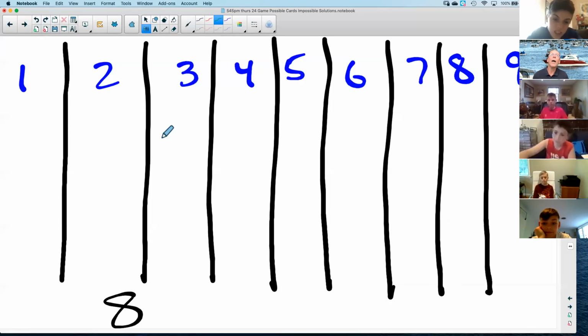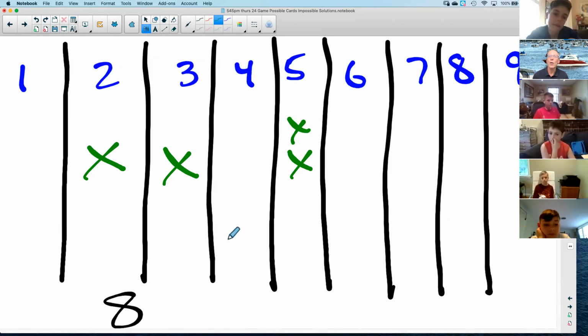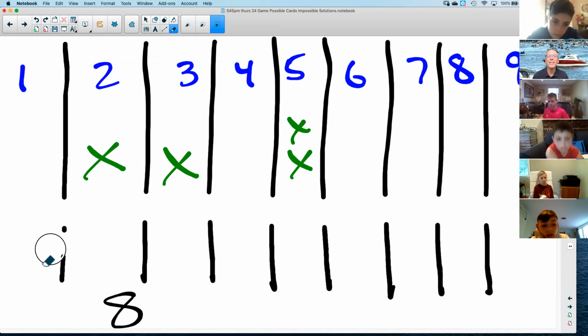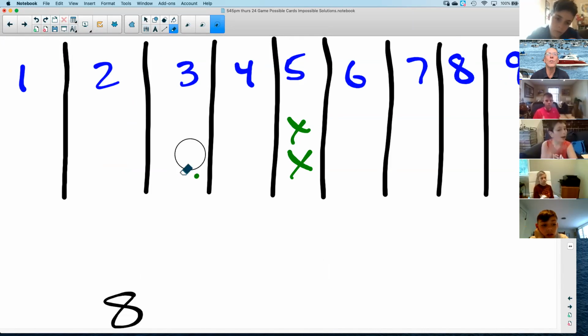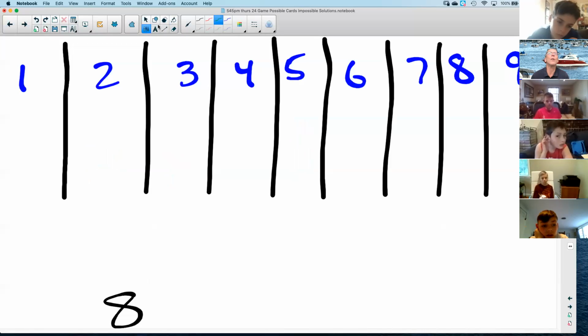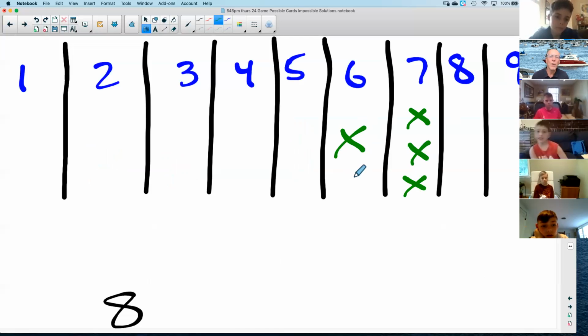Now, if I were to put X's for all of my numbers, do you know what card that represents? 2, 3, 5, 5. Exactly right. So that represents a 2, 3, 5, 5. Now, I'm going to erase those, and I'm going to put my 4 X's here. What does that represent? 6, 7, 7. That's right.